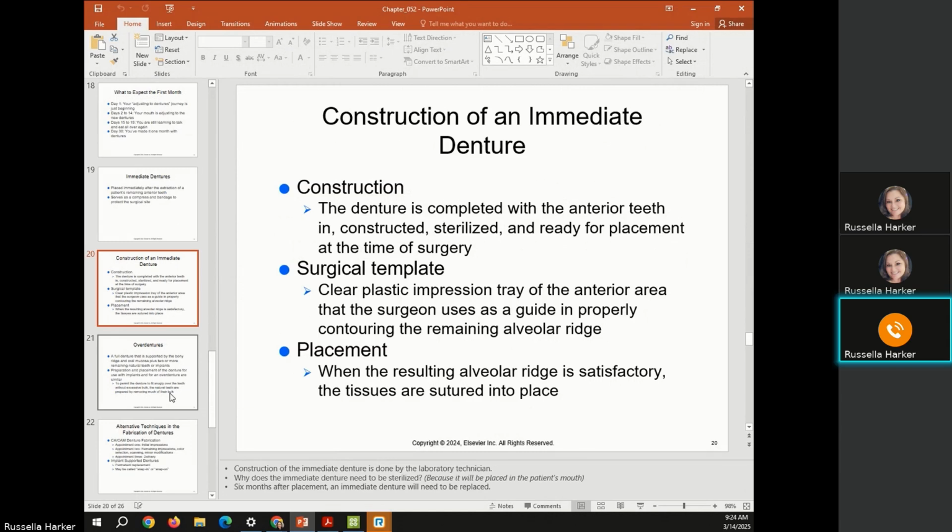6 months after placement, an immediate denture will need to be replaced. That is the downside of that. So you have teeth immediately, and you don't have to go without teeth for 6 months, but then it has to be replaced because of the shrinkage after surgery and the bone loss.